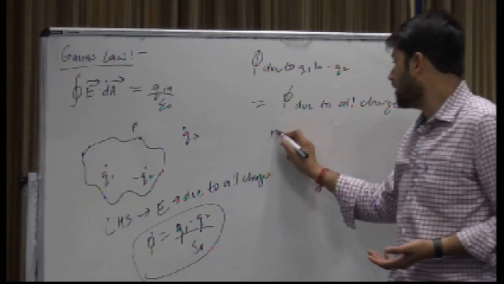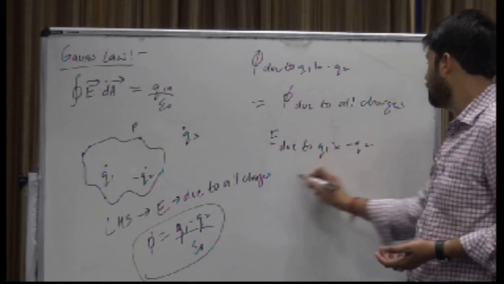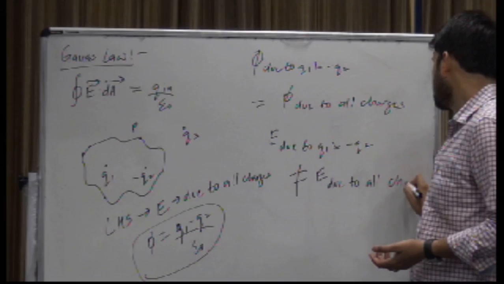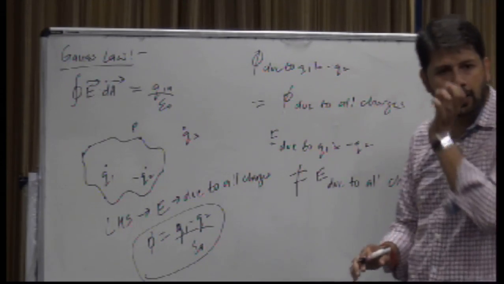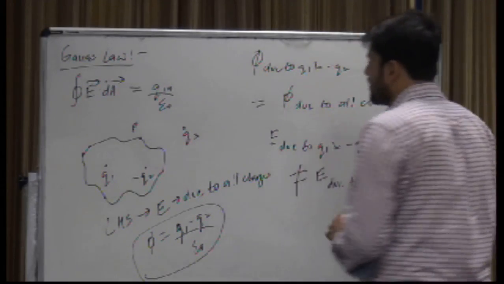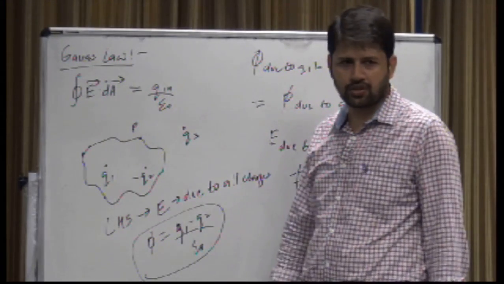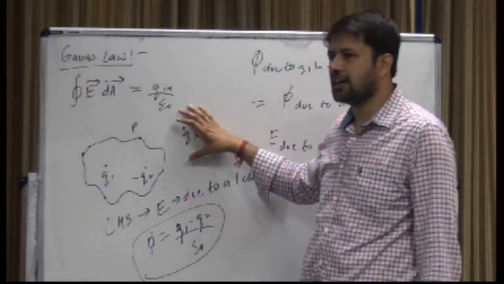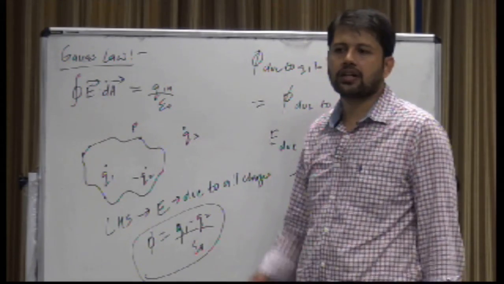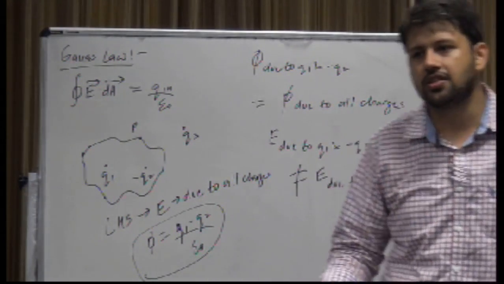But E due to Q1 and Q2 won't be equal to E due to all charges. Field is not the same, but flux is the same. How? Let's say initially you had only two charges. There was some field distribution. When you brought this third charge, it altered the field distribution, but still the number of field lines coming out of the surface or entering into the surface remains the same.